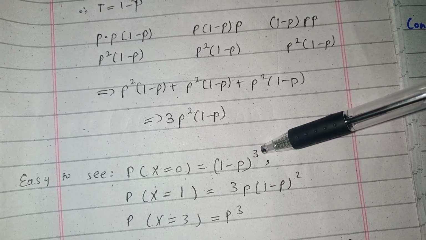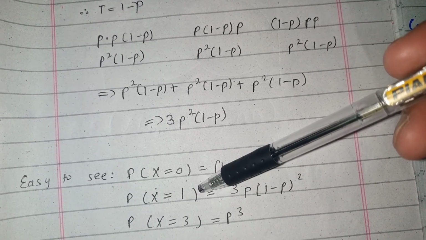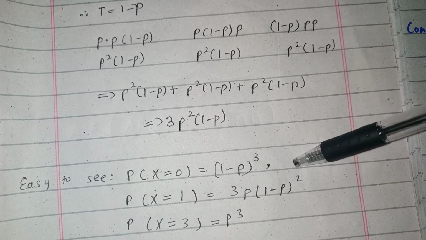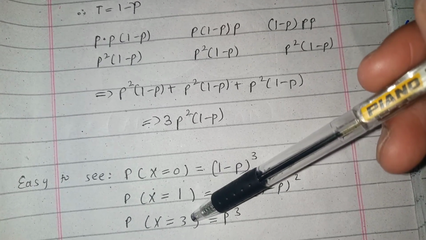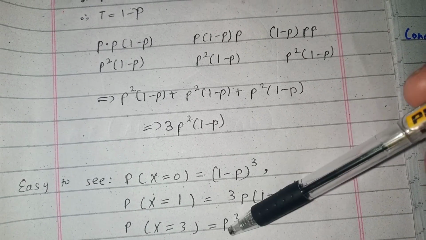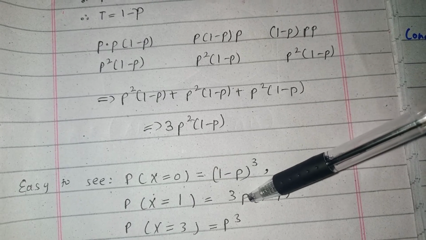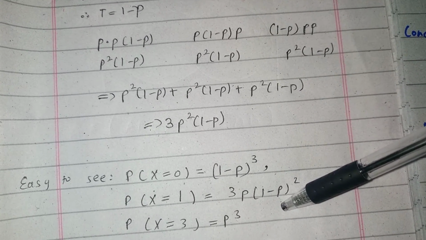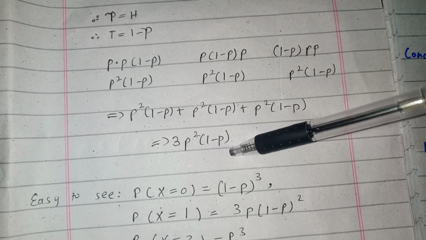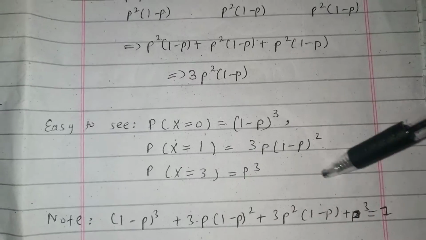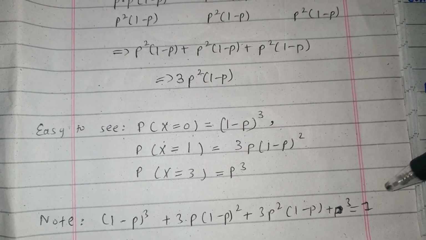Let's say there is 1 head only. So the probability of that is 3p(1 minus p) squared. Let's say there are only 3 heads, then it is p cube. So when we add all of them, (1 minus p) cube plus 3p(1 minus p) squared plus 3p squared(1 minus p) plus p cube, all of the sample space is going to be equal to 1.